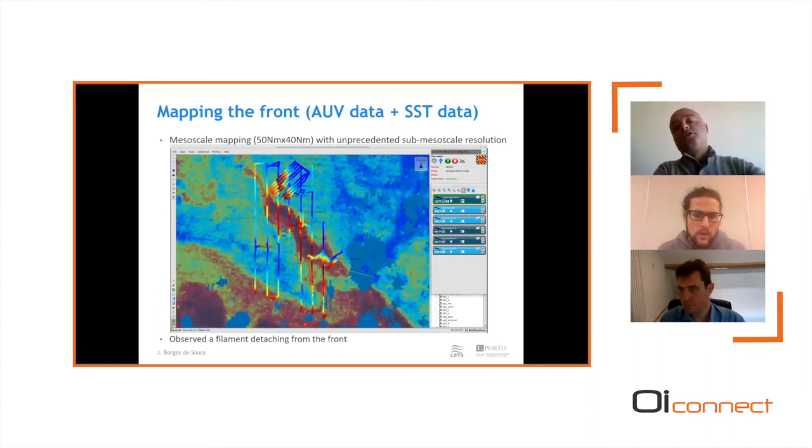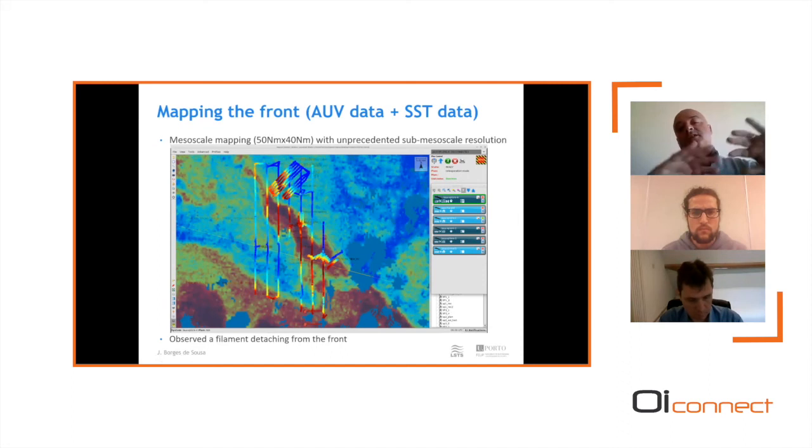In the background, you see the only SST image that we got from the area. Below here, in this sort of red area, this is basically the front. And then there was a filament that was detaching from the front. This was a big filament, so the cross track is something like 20 kilometers. And the other interesting thing is that we saw and we measured currents of up to 2 knots in this area here.